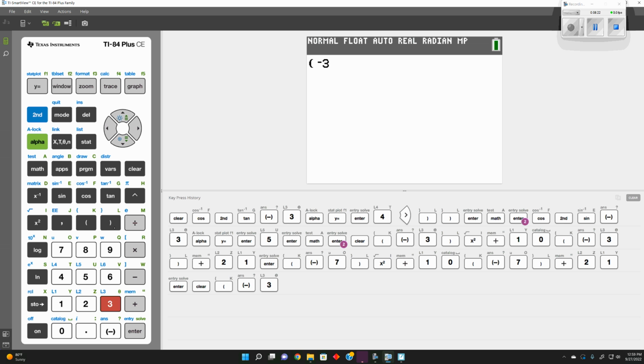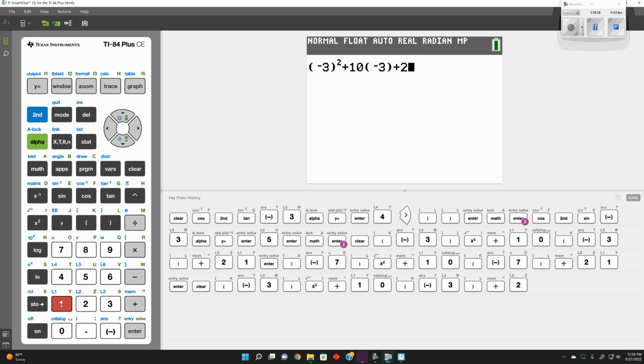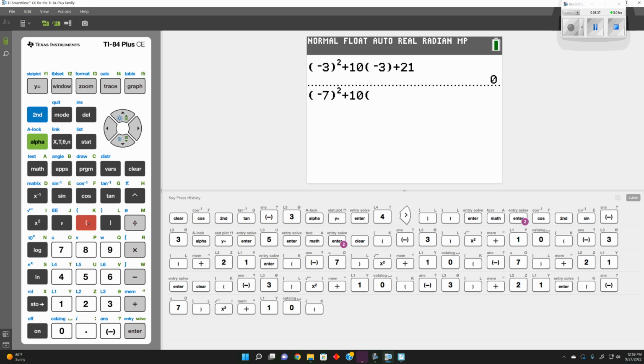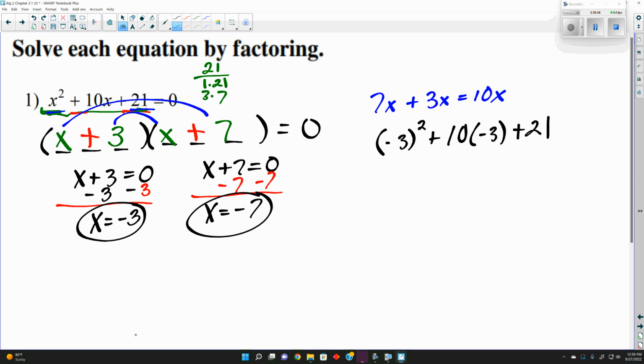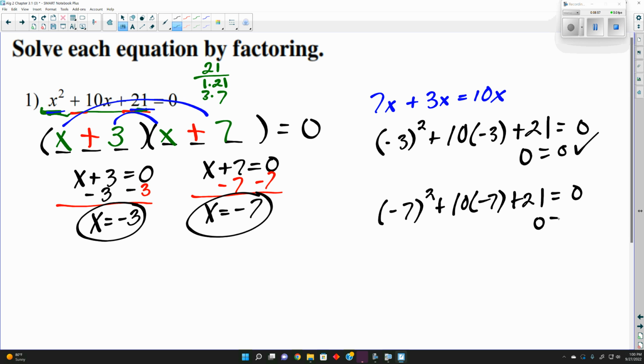Because if it does, then we do have the correct answer. So we could say -3 squared plus 10 times -3 plus the constant, and we get 0. We can do the same thing with -7 squared plus 10 times -7 plus the constant, and we do indeed get 0 for both cases. So when we check it, we can say, okay, 0 is equal to 0. It works. We can say the same thing for -7. Both of them work, so they are both our answer. Any other questions on this here?